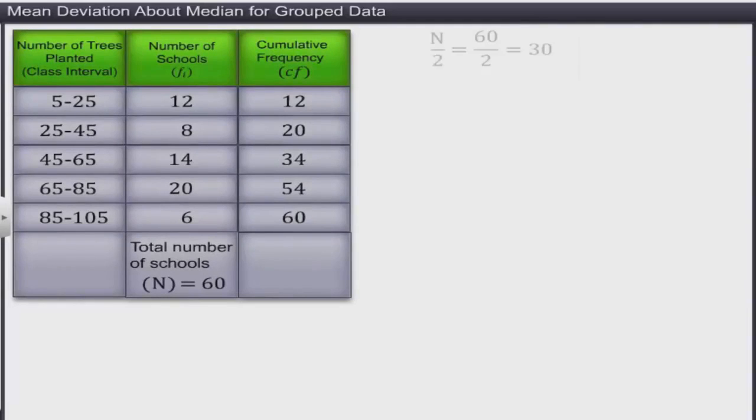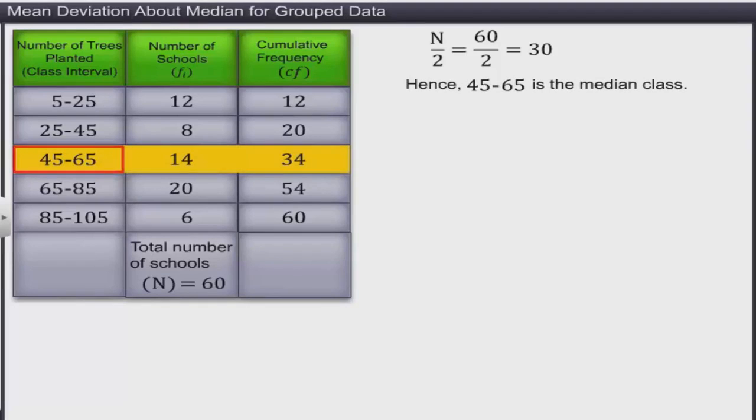Since the number of observations is 60, the median is the 30th observation, which lies in the class interval 45 to 65. Thus, class interval 45 to 65 is the median class. Now, the median of the grouped data can be calculated by using the given formula.